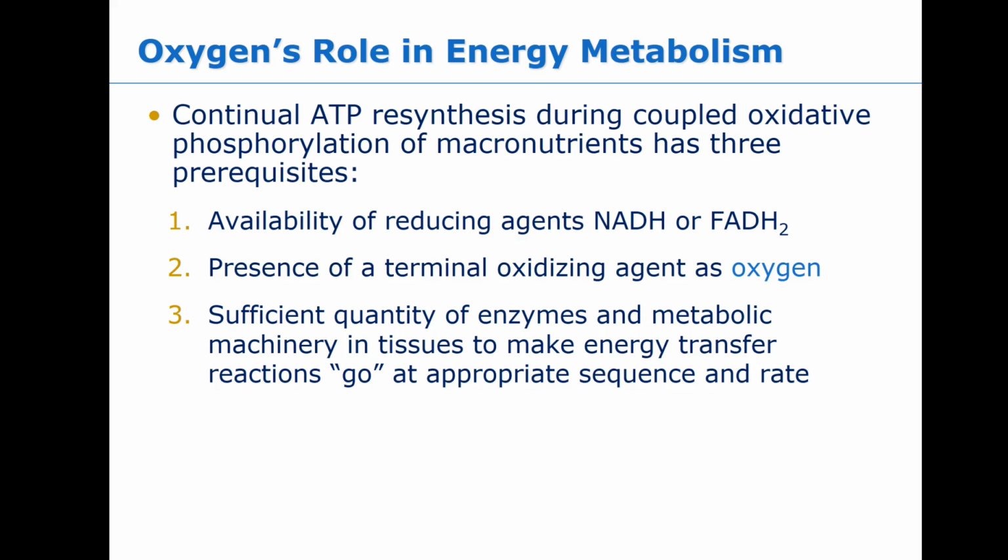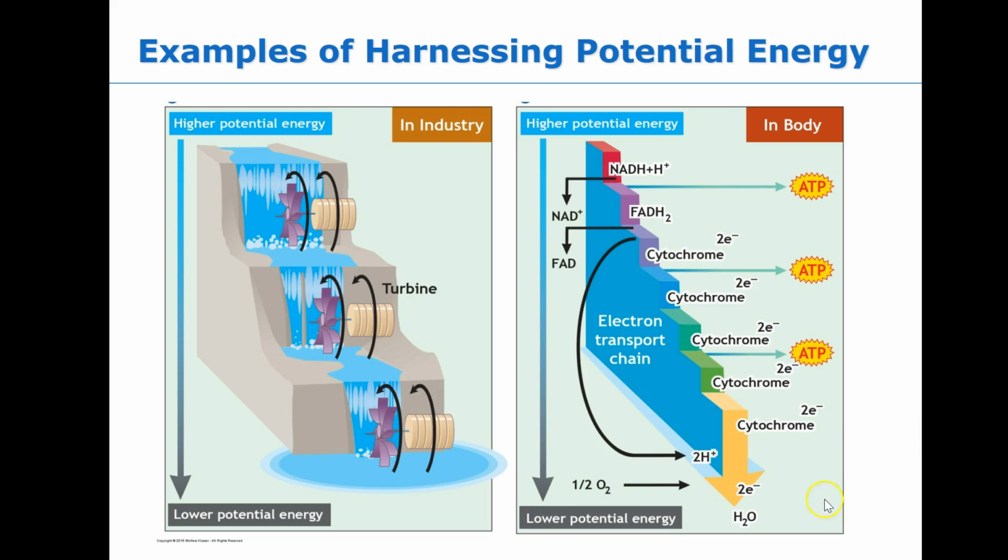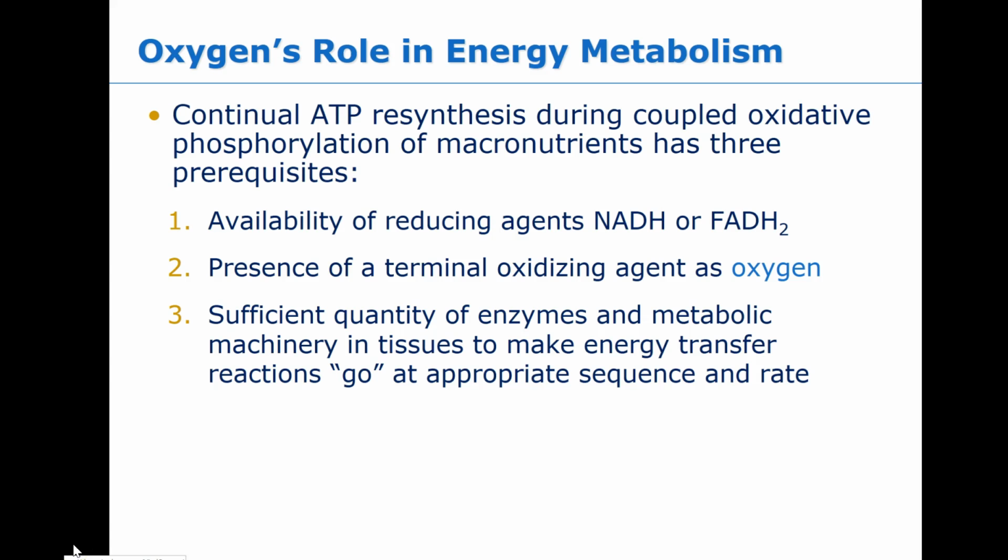Continual resynthesis of adenosine triphosphate happens during coupled oxidative phosphorylation of macronutrients. And it has three prerequisites. There has to be the availability of the reducing agents NADH or FADH. And again, that's why you see these here on the left-hand side of your screen. There also has to be a presence of a terminal oxidizing agent, oxygen. So that's why, again, we said that oxygen is the final receptor in the electron transport chain. The third prerequisite is that there has to be a sufficient quantity of enzymes and metabolic machinery in tissues to actually make the energy transfer reactions go at the right sequence and at the right rate.